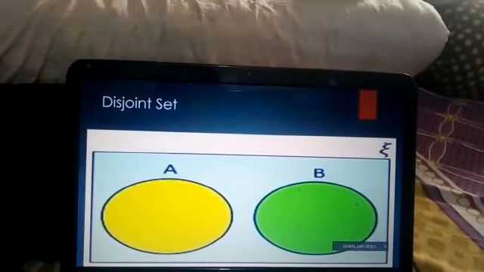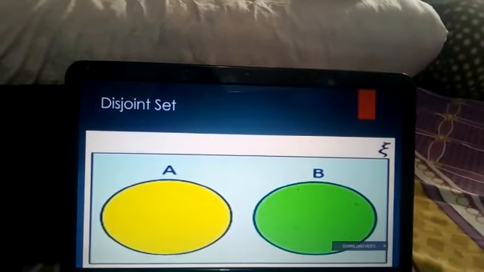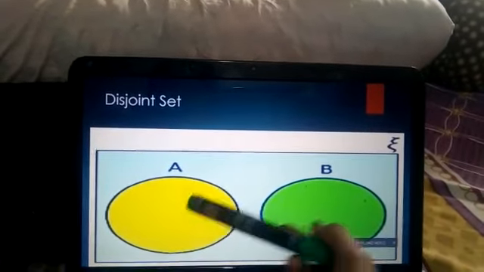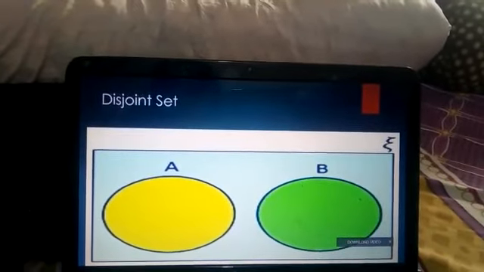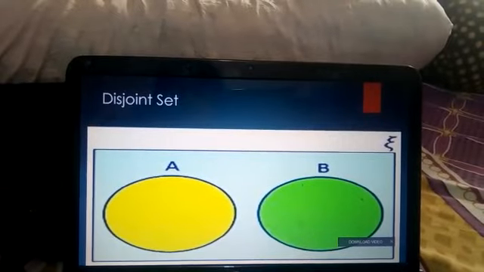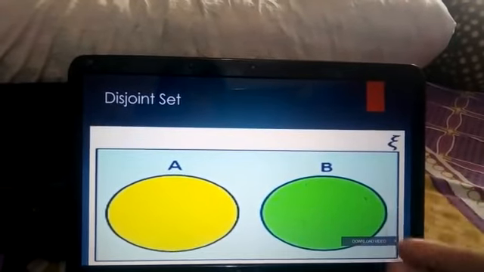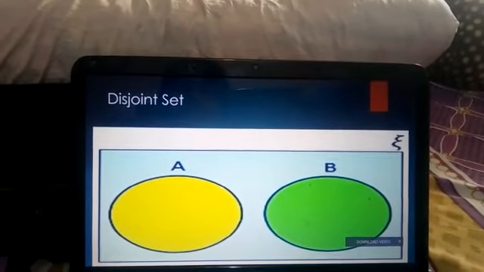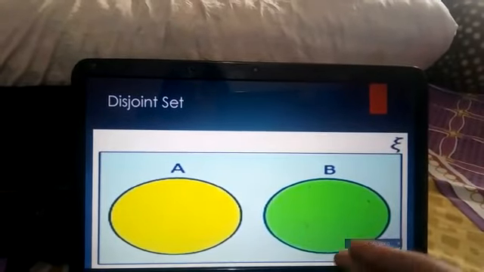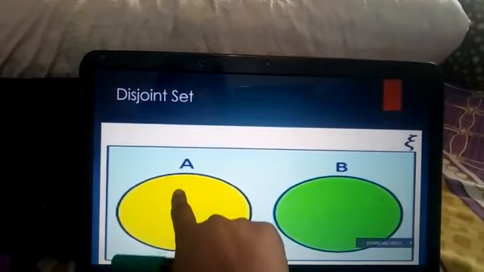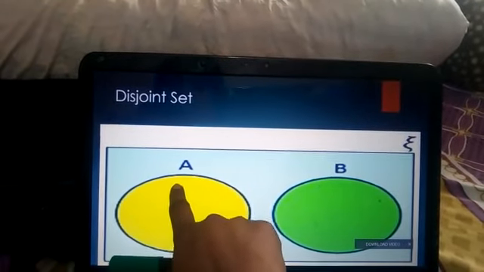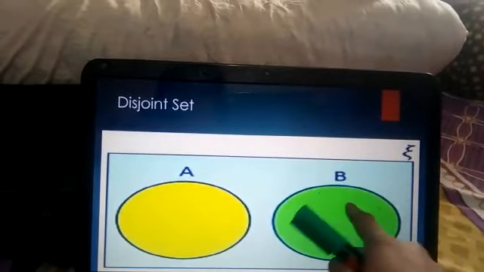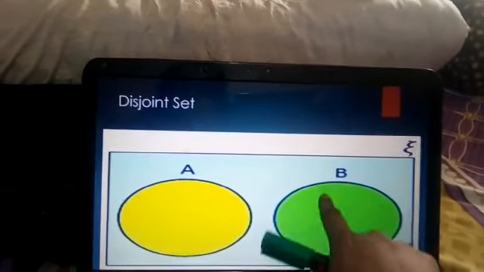For example, if we make a Venn diagram for the fruits with yellow color or fruits with green color, and we have different fruit names, for example banana, mango, orange, apple, watermelon, grapes. Then all the names of those fruits which are yellow in color, like mango, banana, will come here, and which are green in color, like grapes, pears, will come here.